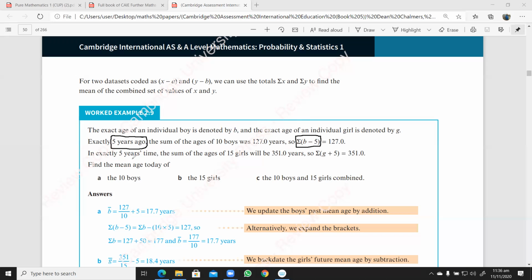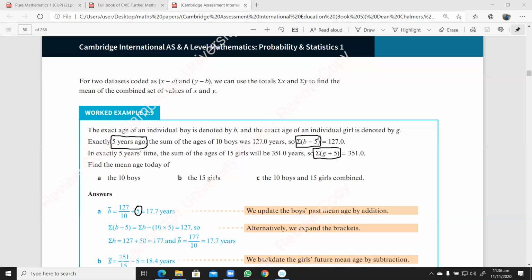In exactly 5 years time, the sum of the ages of 15 girls will be this. So you see that now he's talking about the future. So you have sigma G plus 5. Okay. Find the mean age today of the 10 boys. So he's going to find all of this, okay? And you see that he has added 5 into it. Can you see that? He has added 5 into it.